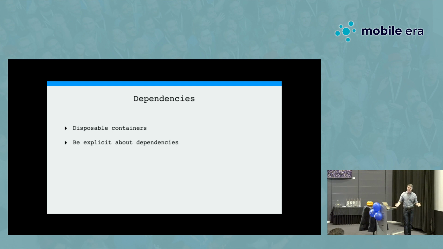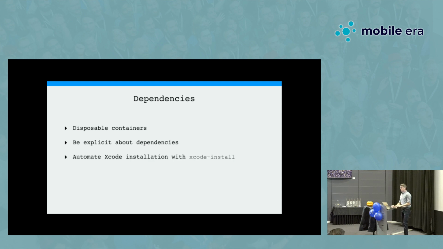Well, first off, be explicit about your dependencies. I mean, this goes without saying. Make use of a Podfile for your SDKs. Make use of a Gemfile for your Ruby dependencies like Fastlane and CocoaPods. And if you have JavaScript dependencies, use a package.json.